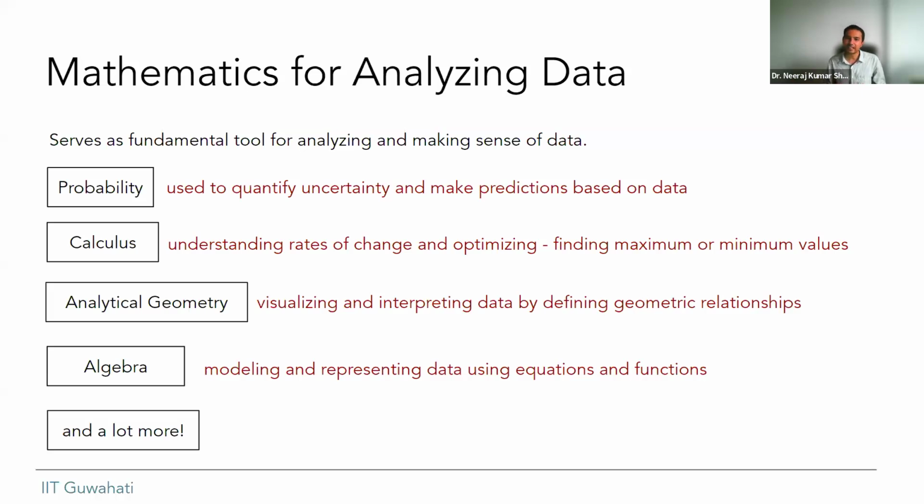So for example, how likely is it that my shirt color will change to red right now? You know it will not change. But you never know, somebody comes and paints my shirt and it changes to red color, right? So probability helps us to quantify uncertainty and also make predictions based on the data we have. So hence, it's a very useful subject to know about.